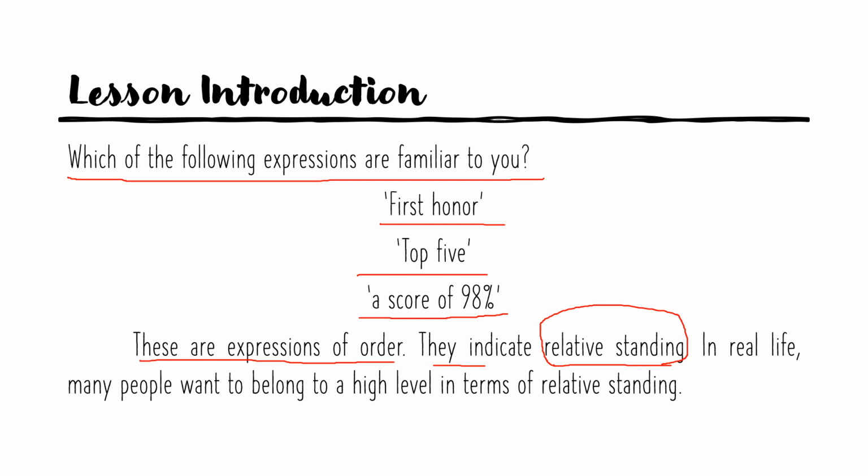In real life, many people want to belong to a high level in terms of relative standing. So as you can see, your first honor, your top 5, a score of 98%, these are expressions of relative standing. So how can we relate this one to statistics? The normal curve can be used to show relative positions of scores. In statistics, we use percentiles to indicate relative positions.